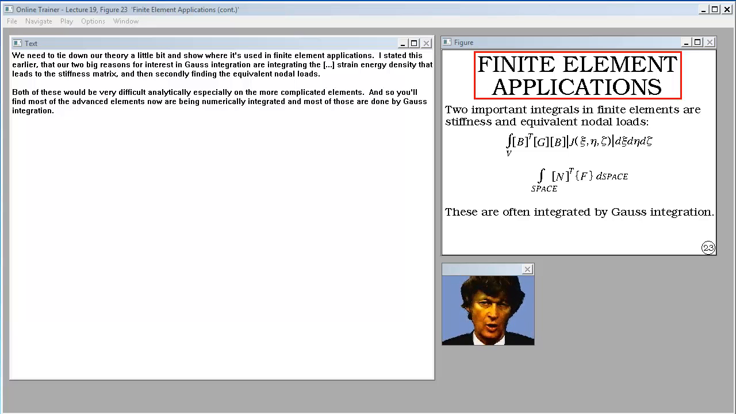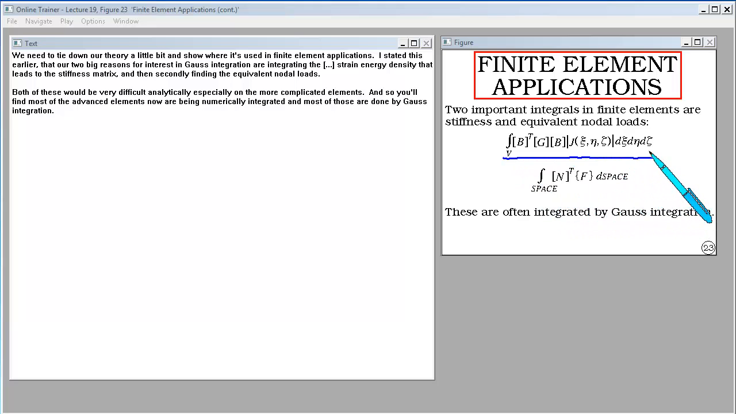We need to tie down our theory a little bit and show where it's used in finite element applications. I stated this earlier, that our two big reasons for interest in Gauss integration are integrating the strain energy density that leads to the stiffness matrix, and secondly, finding the equivalent nodal loads. Both of these would be very difficult analytically, especially on the more complicated elements. And so you'll find most of the advanced elements now are being numerically integrated, and most of those are done by Gauss integration.